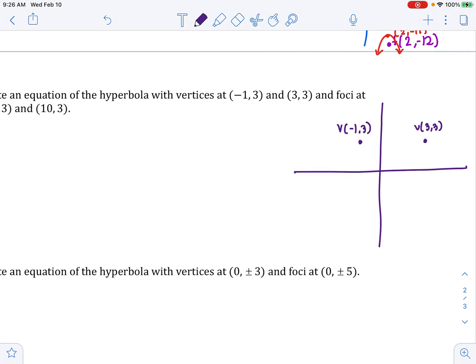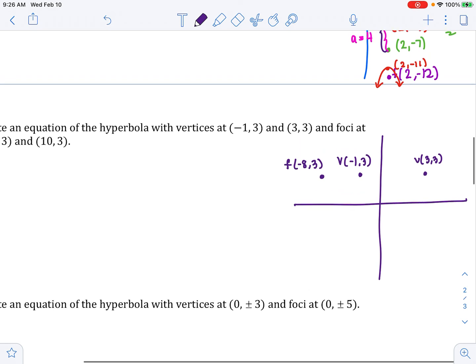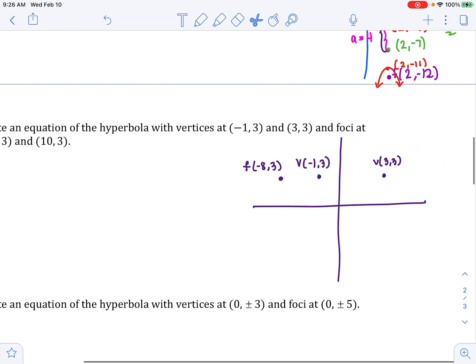Okay, next we have our foci. Our foci are at negative 8, 3. So negative 8, 3, which is right there-ish. This is my focus, negative 8, 3, and 10, 3. So even farther over, it won't let me even draw a point that far. So I'm going to have to move this. There we go. So 10, 3. Let's see, it's right there. Other focus, 10, 3.